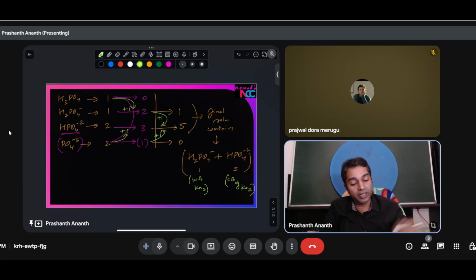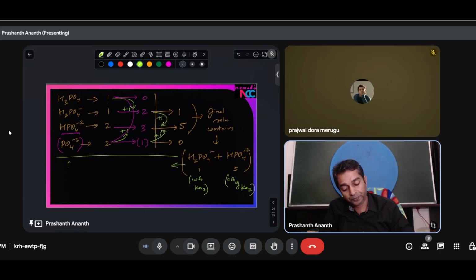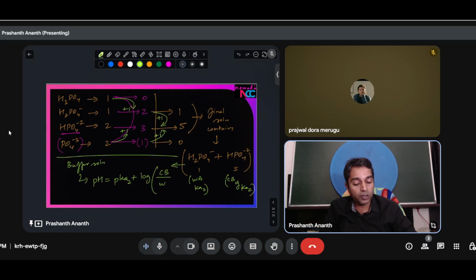Right? I can call it that way. In which case, this can be now treated like a buffer solution. If it can be treated like a buffer solution, I'll have pH of the solution being equal to pKa2 plus log of conjugate base by weak acid, which works out as 5 by 1. So it becomes very straightforward to solve, and you can straight away proceed and solve this case off very comfortably.